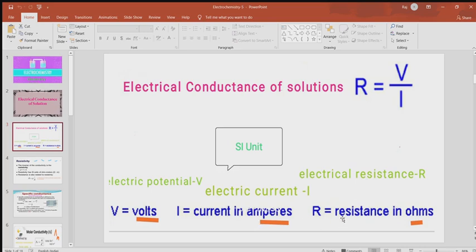Last, the electrical resistance is denoted by omega, and its SI unit is the ohm. Therefore, the electrical conduction of solutions, the electrical conducting power of a conductor, is expressed in terms of the reciprocal of resistance.